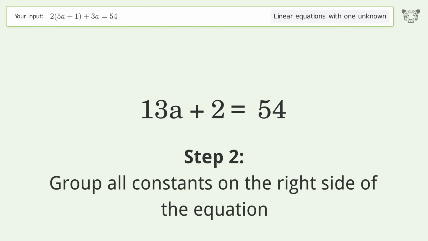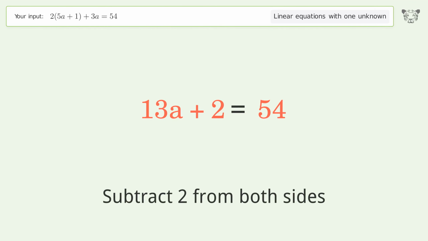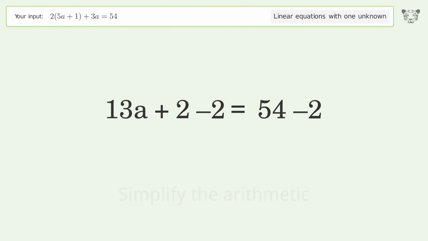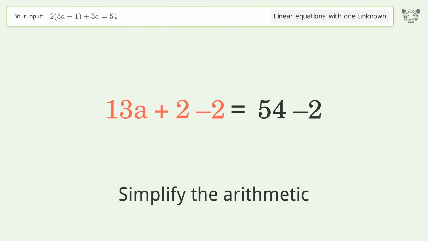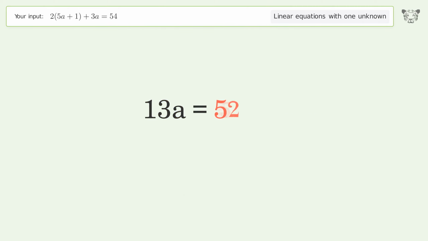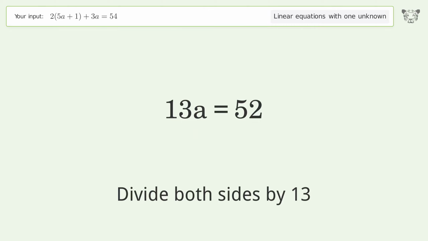Group all constants on the right side of the equation. Subtract 2 from both sides. Simplify the arithmetic. Isolate the a. Divide both sides by 13.